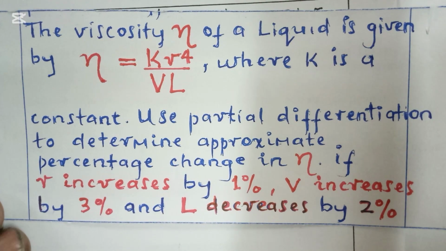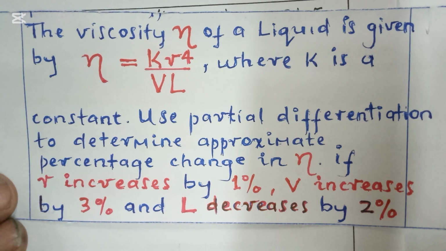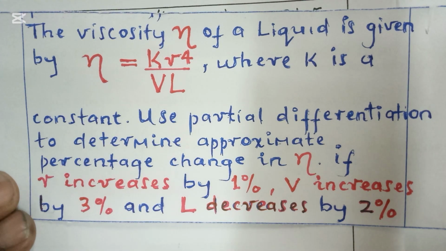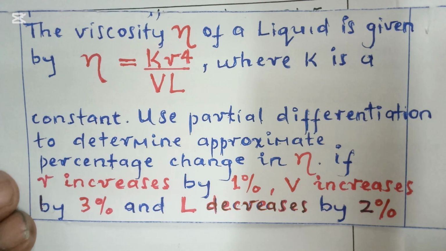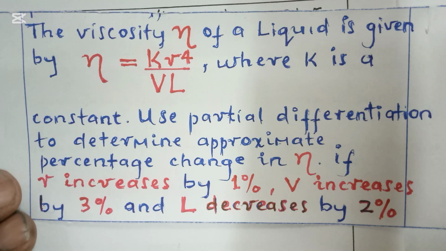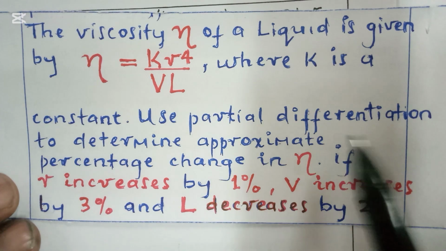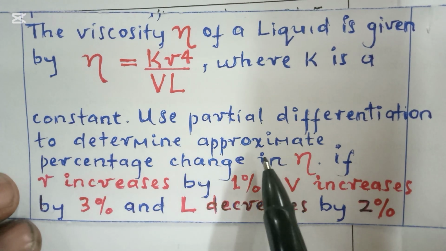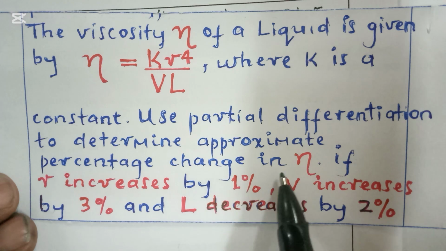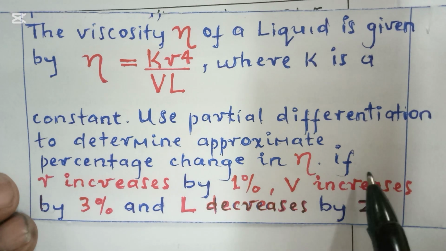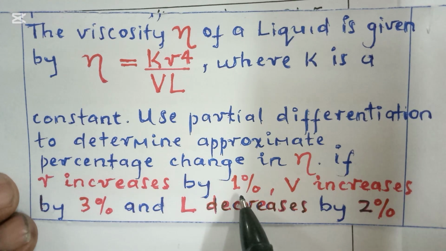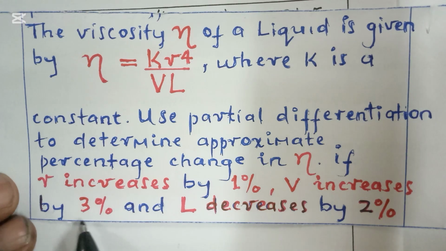Guys, let me read the question first. The viscosity eta of a liquid is given by eta equals K R raised to 4 over VL, where K is a constant. Use partial differentiation to determine approximate percentage change in eta if R increases by 1%, V increases by 3% and L decreases by 2%.